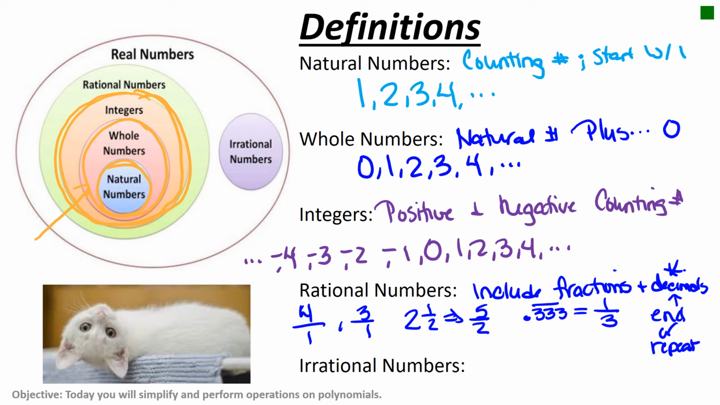Irrational numbers are non-repeating, non-terminating decimals. It's supposed to say terminating, but I don't have room, so I'm going to put ending decimals.